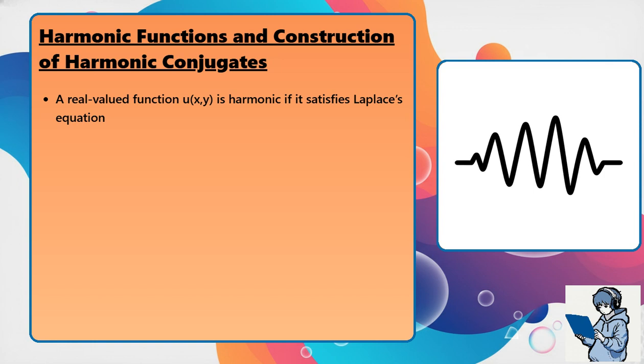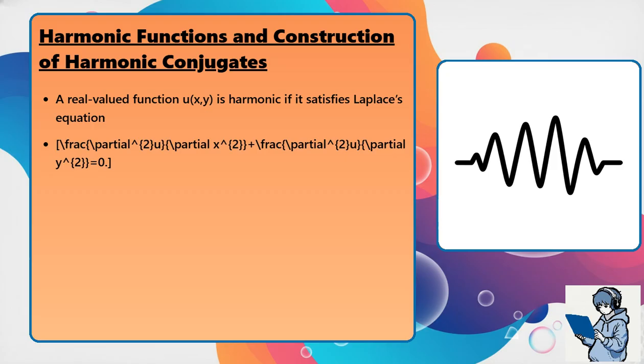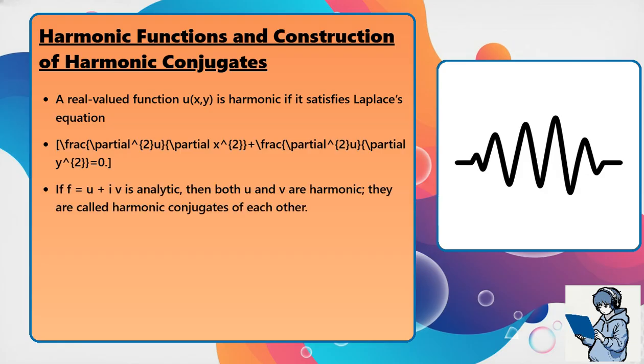A real-valued function u(x, y) is harmonic if it satisfies Laplace's equation: the second partial of u with respect to x plus the second partial of u with respect to y equals 0. If f = u + iv is analytic, then both u and v are harmonic. They are called harmonic conjugates of each other.